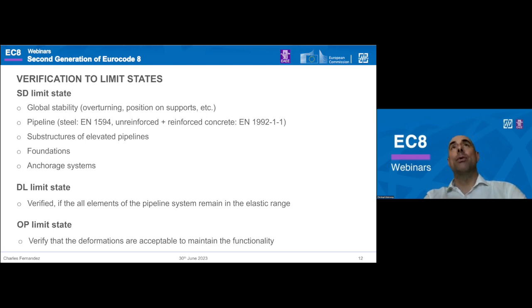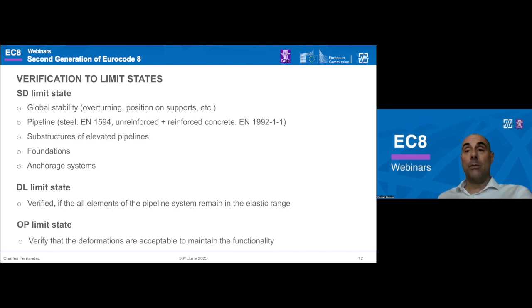So there is a European Union code which is called EN 15994. And for unreinforced and reinforced concrete, we can take the Eurocode 2. And of course, the substructures of elevated pipelines should be also verified, but we have already the rules in part 1.2. The same for foundation. We have the part 5 with the load definitions, and also the anchorage systems are covered by part 1.2.